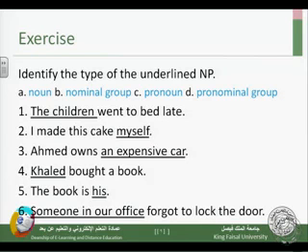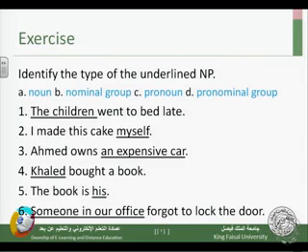Sentence number three. Ahmed owns an expensive car. An expensive car, here we have three words. The head is car, and we have two modifiers, an and expensive. So this is a nominal group again. The answer is nominal group, B. So three, the answer is B.